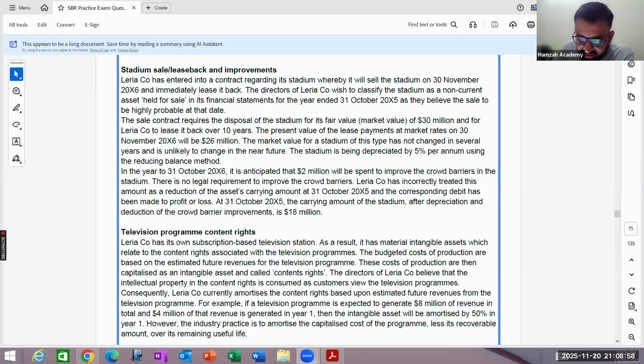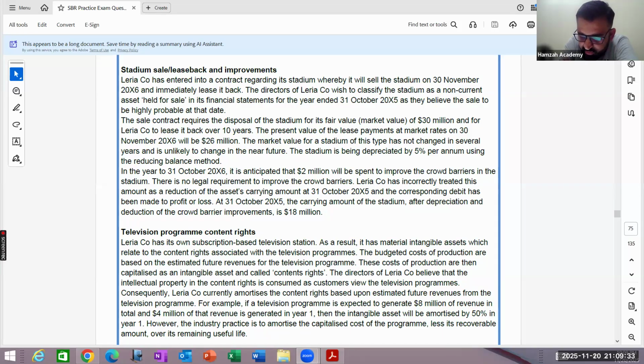The sale contract requires the disposal of the stadium for its fair value of 30 million US dollars, and for Lyria Company to lease it back over 10 years. The present value of the lease payments at a market rate on 30th November X6 will be 26. The market value of a stadium of this type has not changed in several years and is unlikely to change in the near future. The stadium is being depreciated at 5% per annum using the reducing balance method.